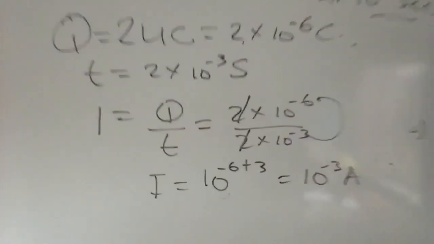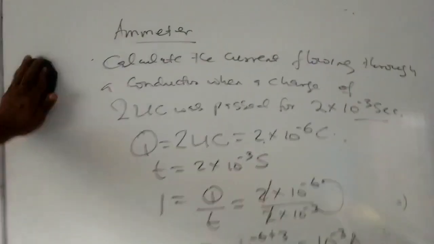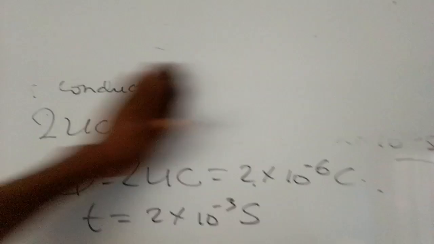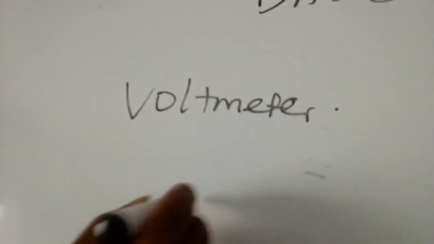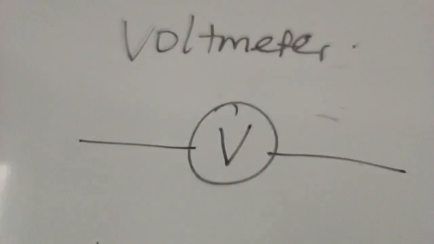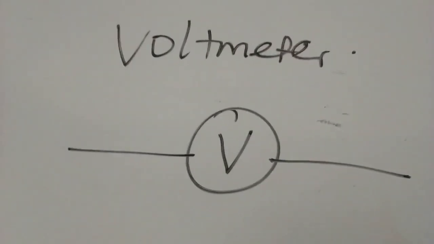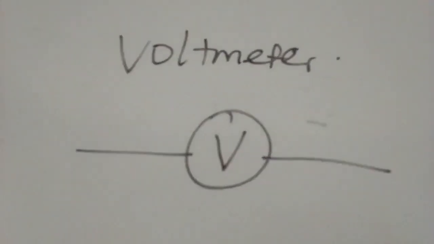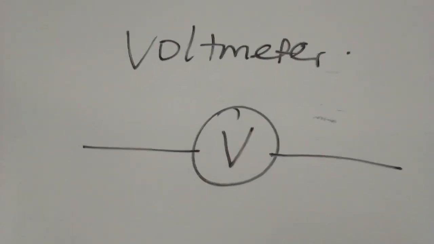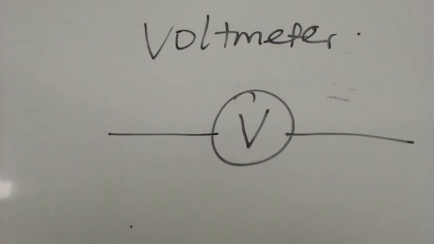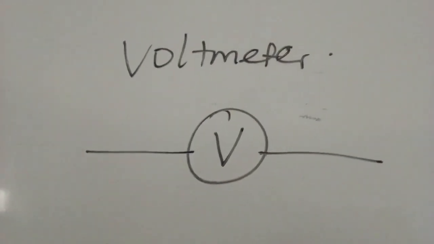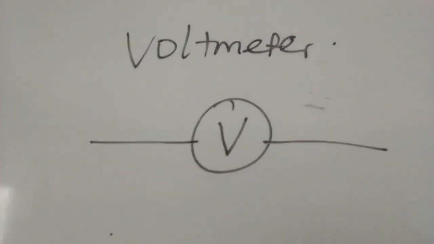So another device we want to talk about, apart from the ammeter, is the voltmeter. The voltmeter has the symbol V. The voltmeter measures potential difference in an electric circuit. So, what is potential difference? Potential difference is the work done in taking a unit positive charge from one point in a closed circuit to another.